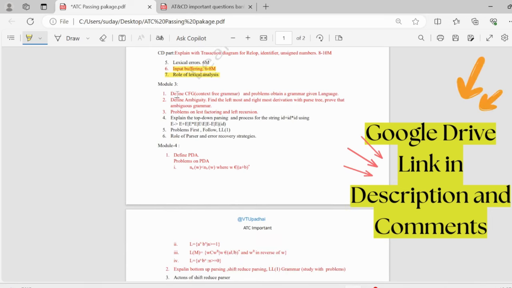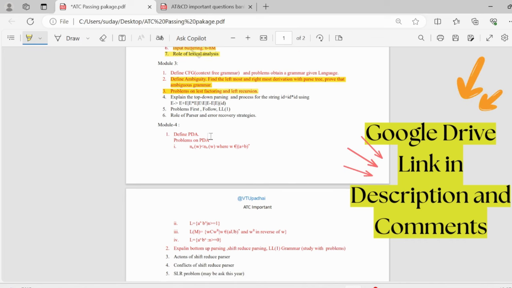In the third module, we have the definition of context-free grammar and obtaining the context-free grammar from a given language. Along with that, we have ambiguous grammars and conversion from unambiguous to ambiguous. So LMD, RMD, and parse tree questions could be asked. We can also expect questions on left factoring and left recursion. And then top-down parsing, definitely there'll be a question. Or they could ask us to find first and follow.